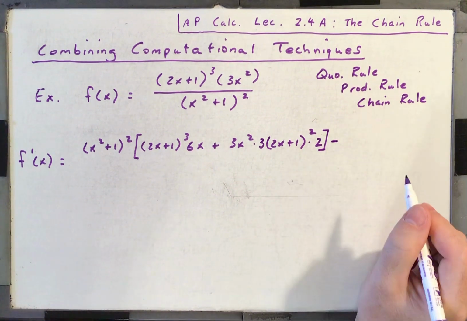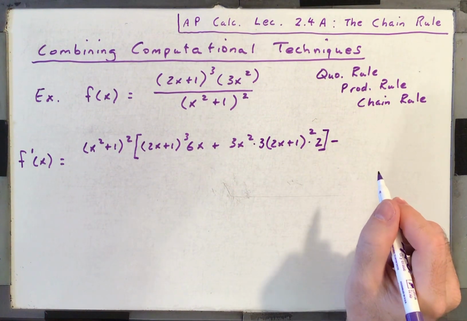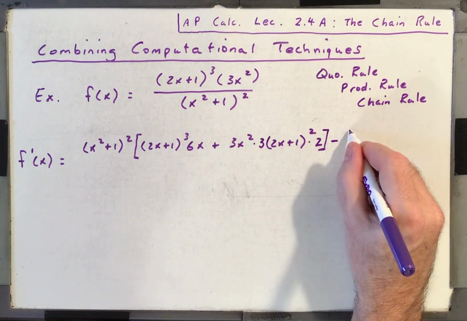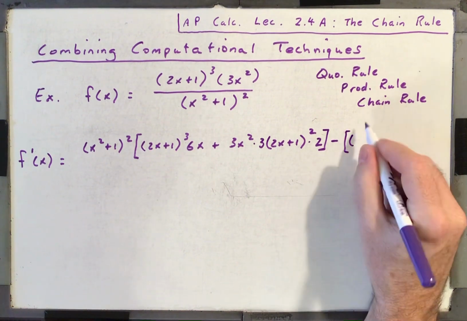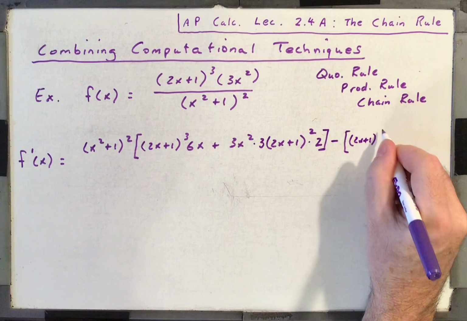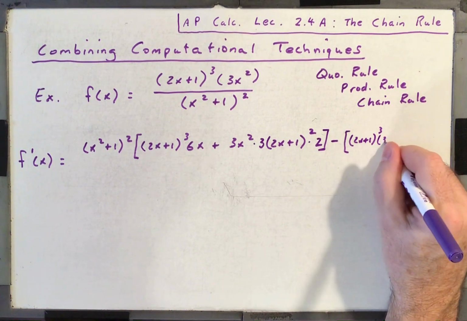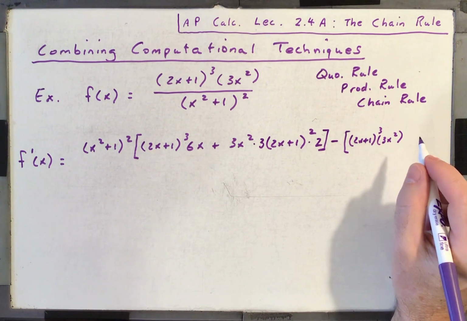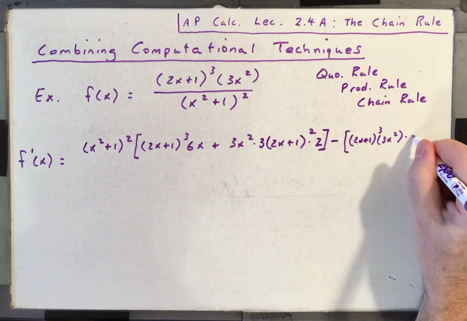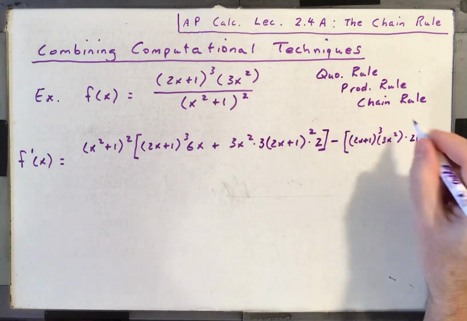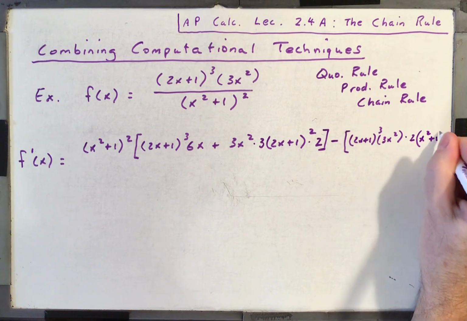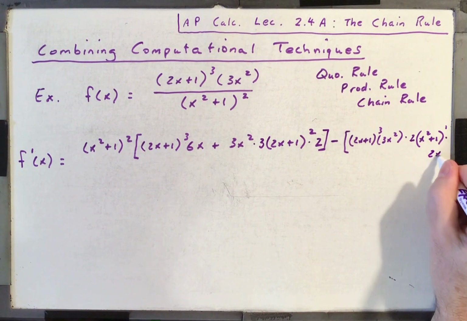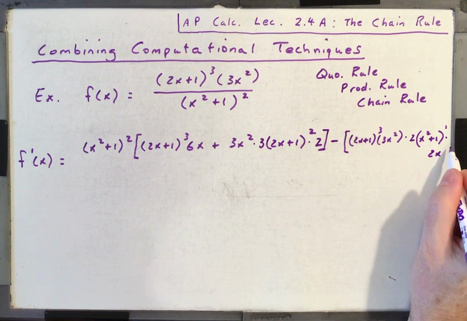minus, oh man, I'm not going to be able to get all this on here. I wrote too big. Okay, the bottom times the derivative of the top, minus the top, that's going to be 2x plus 1 cubed times 3x squared times the derivative of the bottom. So times 2 times x squared plus 1 to the first power, which you don't have to write, times 2x. So we can't forget the 2x there.